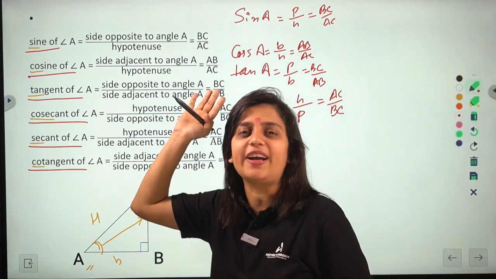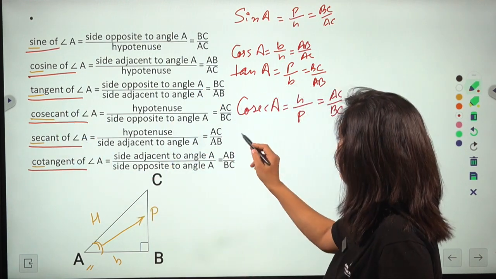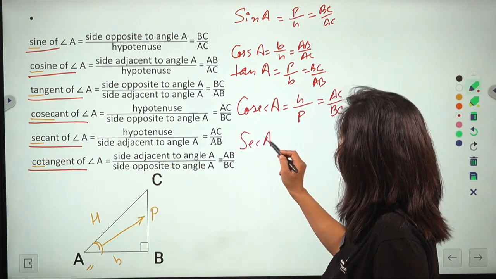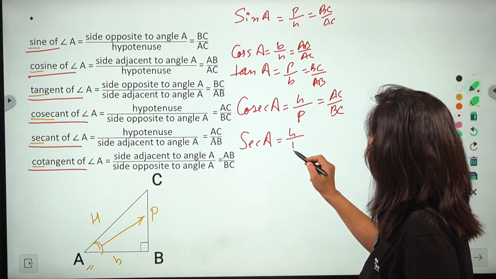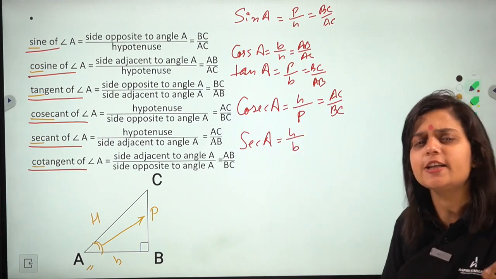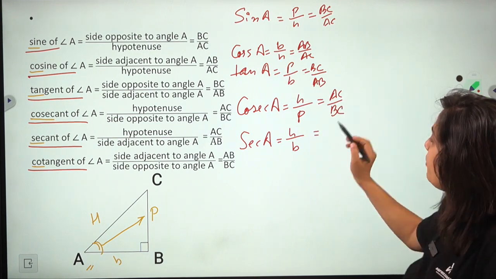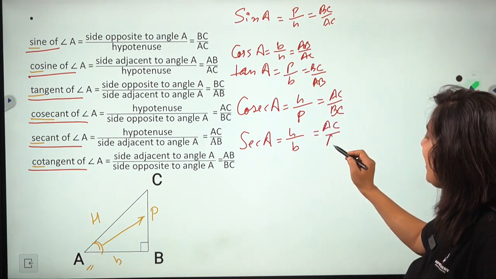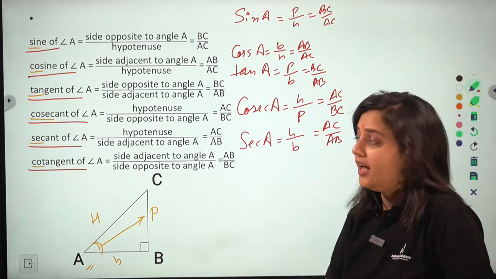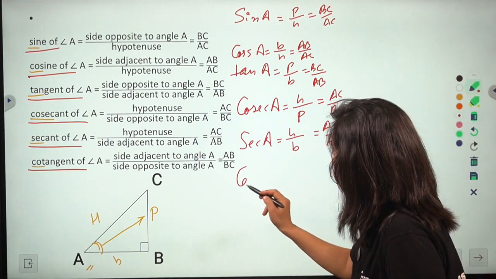Now after that you can write sec. No need to write secant of angle A, just sec A. Sec A is H by B. Sec A is just the reciprocal of cos A, B by H, so H by B. So you can write from here AC by AB. Clear?